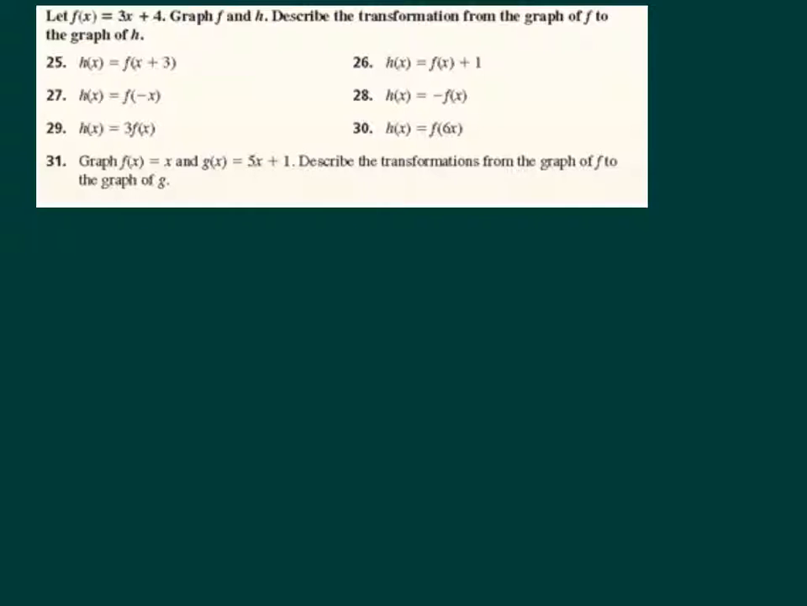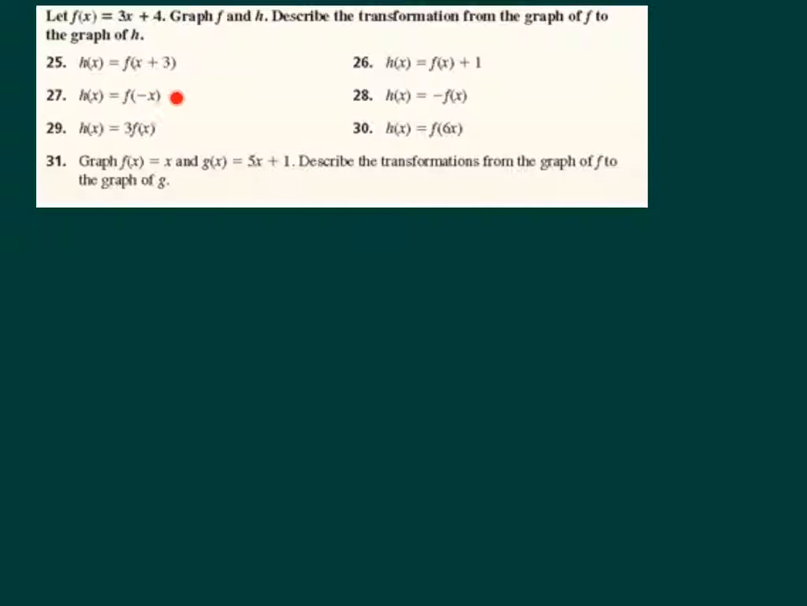Okay, so if we look at number 25, again, pause this video and make sure you get these right. But if we look at number 25, we have x plus 3 on the inside. That's going to shift our graph to the left 3. So that's the transformation for 25, left 3. For x plus 1 on the outside, it's up 1. So you're going to take that whole graph and shift it up 1.